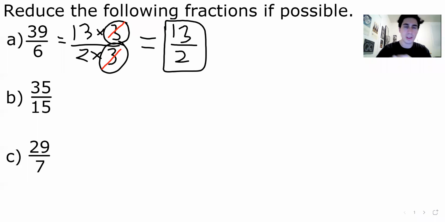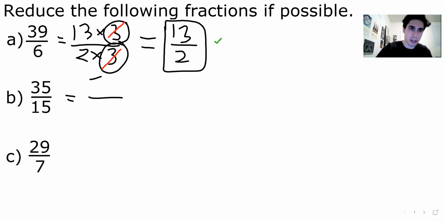Let's take a look at the next question, going through a little bit more quickly this time. 35 divided by 15. This one's nice. Thinking about rules of divisibility, I should have alarm bells ringing in my head when I see numbers ending in 5, because if a number ends in 5, it is divisible by 5. So let's write out 35 and 15 each as a product of their factors.